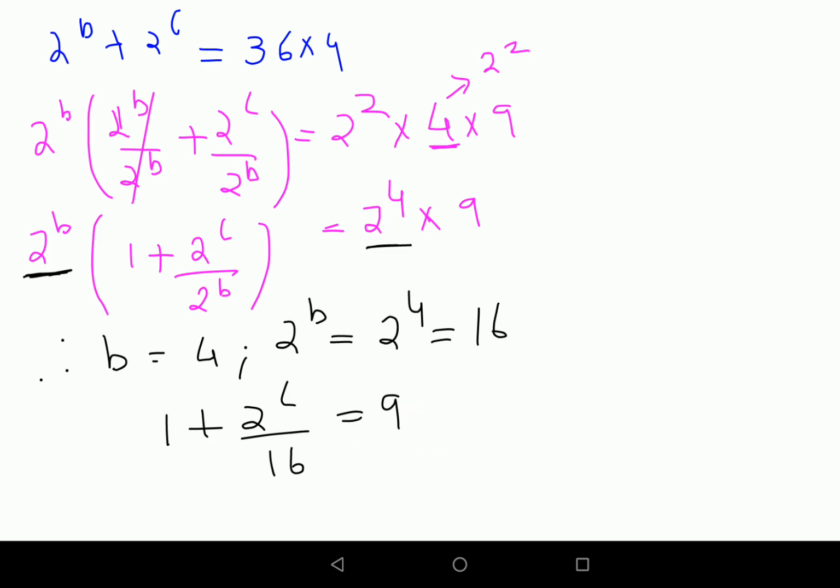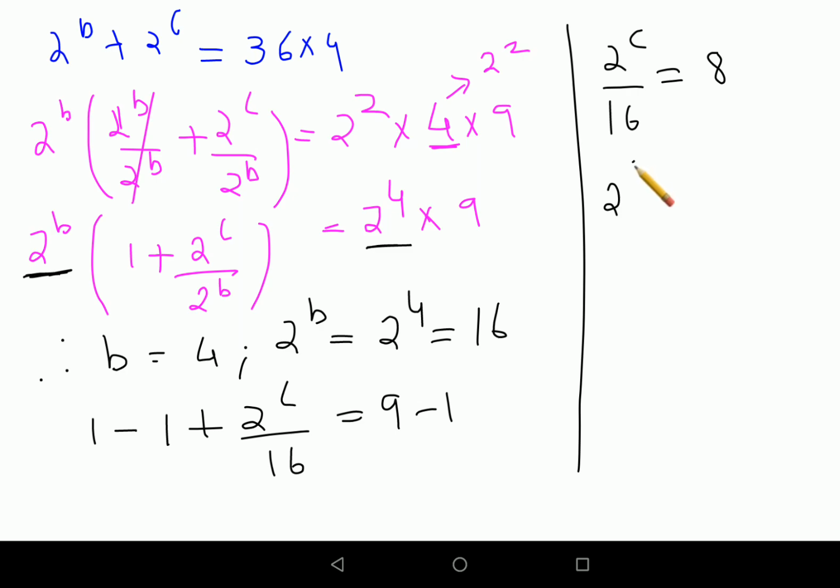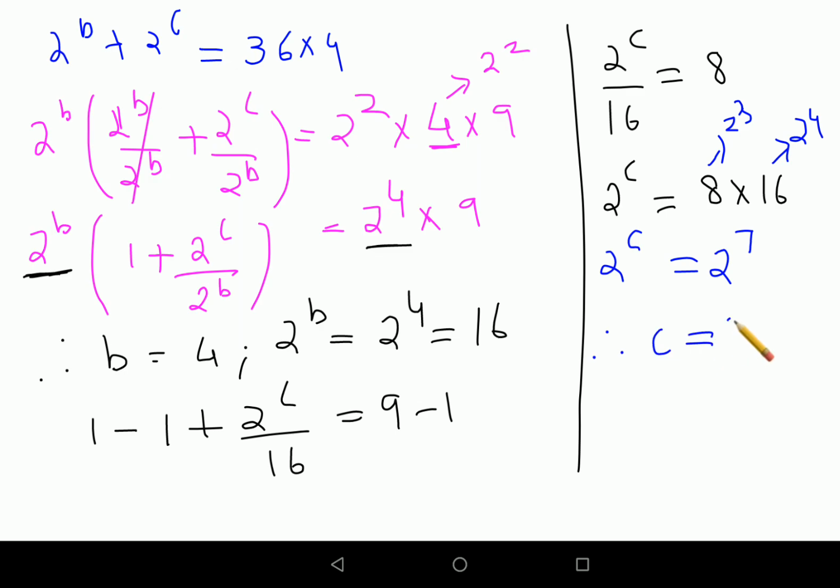9. Now subtracting 1 from both sides, I will get 2 raised to c upon 16 equals 8. So 2 raised to c is 8 into 16, which if you look closely, is 2 raised to 3 and this is 2 raised to 4. Since the bases are the same, I can directly add the indices. So 2 raised to 3 plus 4 is 2 raised to 7, which is 2 raised to c. Therefore, the value of c is 7.